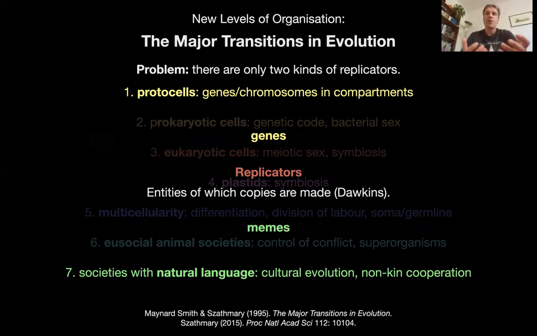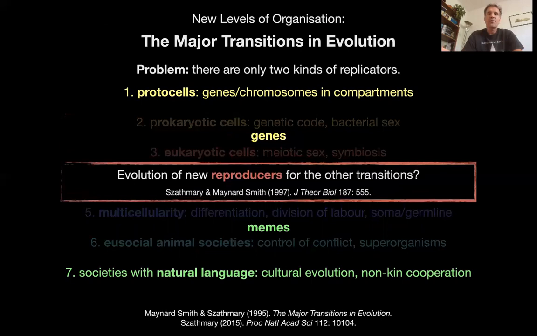This is Richard Dawkins' only exception to evolution at the genetic level: the appearance of memes and therefore cultural evolution during the 7th major transition, very much at the end of evolution, when language emerges. So for all the other transitions, important ones like the emergence of eukaryotic cells or multicellularity, we don't have any replicators that would characterize those specific transitions.